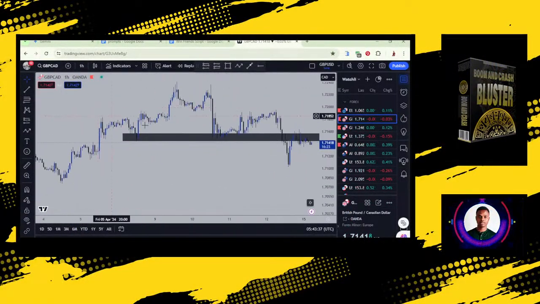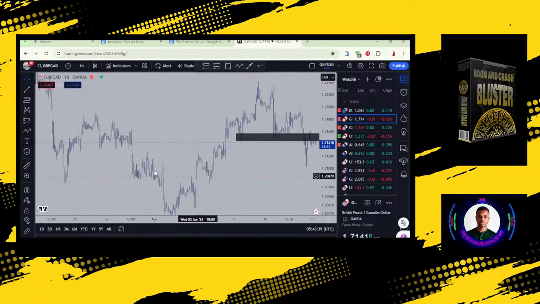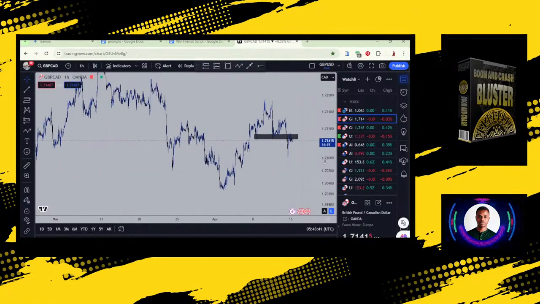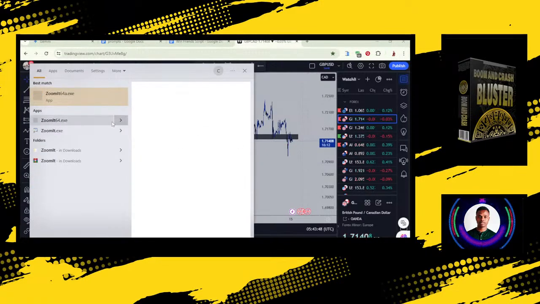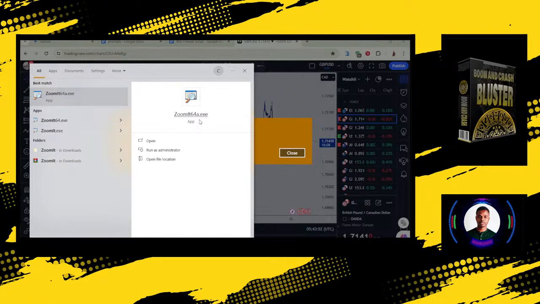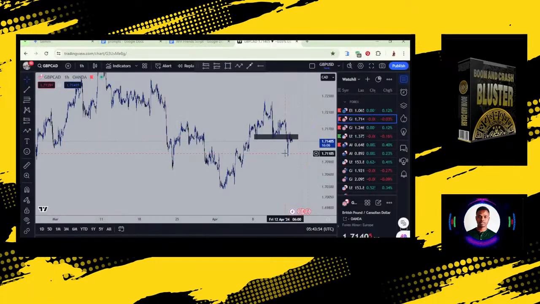GBPCAD. So we have GBPCAD has already done the thing that we thought it was going to do. The market was pushing to the upside right here from here. So let's do this. Let's open our drawing tool here.